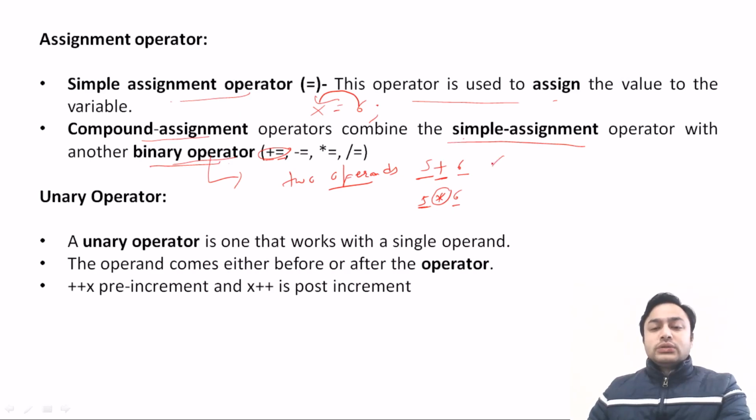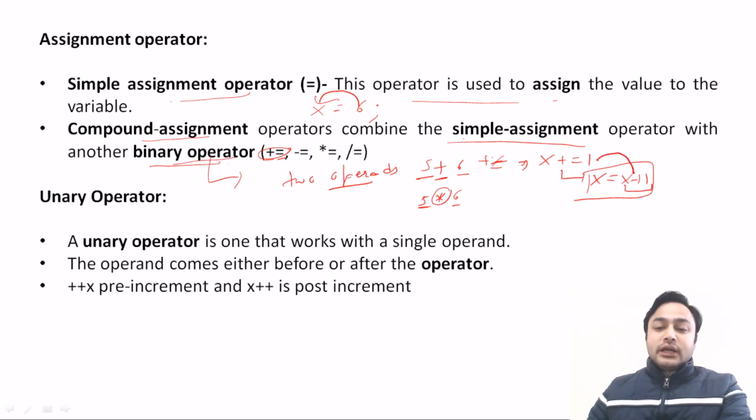Now when we use plus equal to, for example x plus equal to 1, this will be equal to x plus 1. First the addition will be done, after that the final value will be assigned to this variable. Similarly, if there is an expression like x minus equal to 1, this will be equal to x minus 1. So the final value will be stored in this variable x.